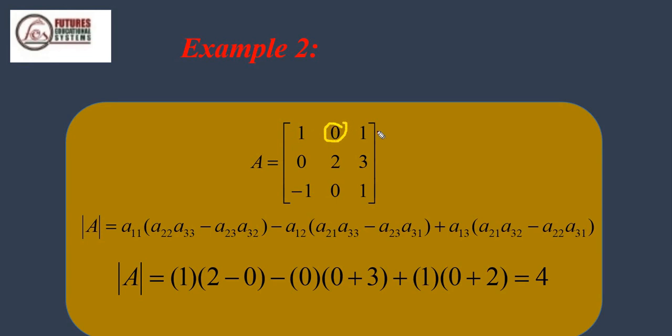And choose 1, 0, hide this row and this column. 0 by 1 equals 0, minus 3 by negative 1 equals positive 3. But don't forget the negative before this bracket. The third one, choose 1, hide this row and this column. 0 by 0 equals 0, minus negative 2 times negative 1 equals 2. The result equals 4.